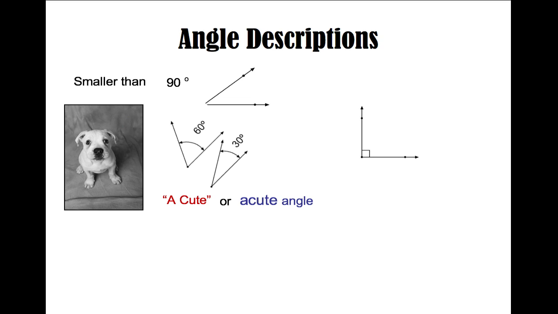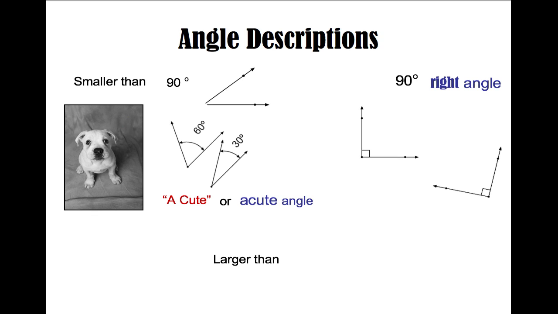Next, we have our angles that are very prim and proper. They are very organized and straight. They always come together at a perfect 90 degrees, and we call these our right angles. Right angles can look a variety of different ways, but you'll always recognize them by that square shape they form in their angle.